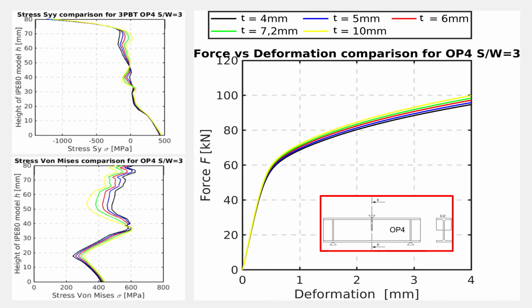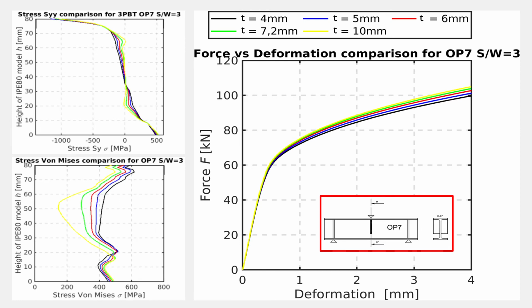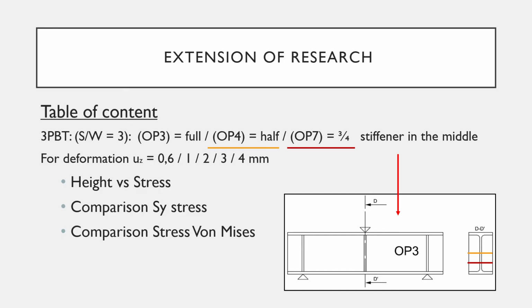You can see the same trend in the comparison graphs SYY, von Mises, and force deformation in option 4 as well. And the same accounts for the comparison graphs in option 7. It has the same trend. Now, in extension of the research, the 3-point bending test for S divided by W3, option 3, 4, and 7, so with full, half, and 3/4 stiffener in the middle, will be examined for a deformation UZ equal to 0.6, 1, 2, 3, and 4 millimeters.